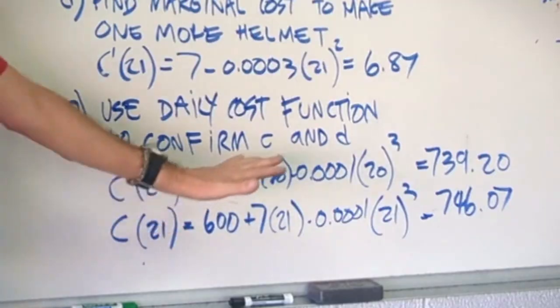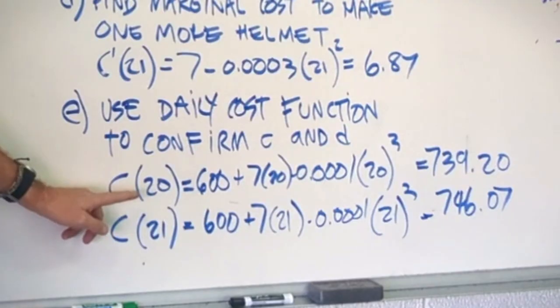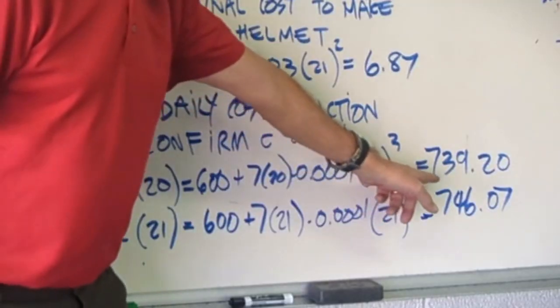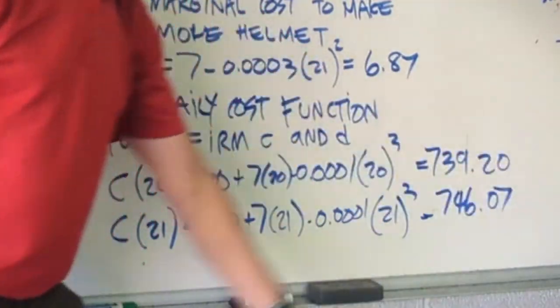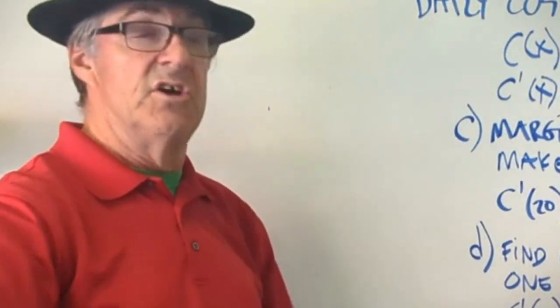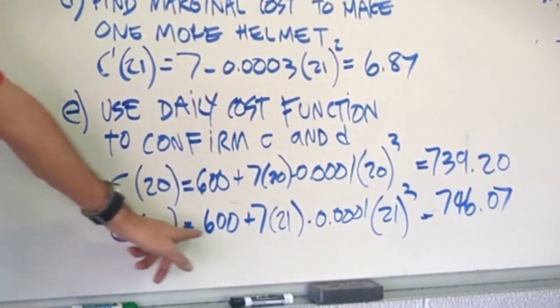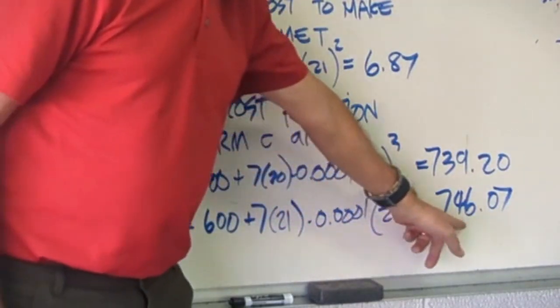So here I've set that up, the total daily cost. Now I'm using the regular function, not the derivative function. And here's my plug-in step. I did the calculations and I get 739.20. So that's how much it costs total to make 20 helmets. Now for 21, again, the plug-in step, I get 746.07.